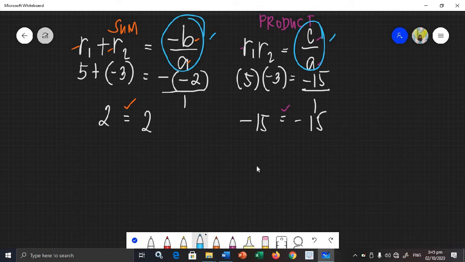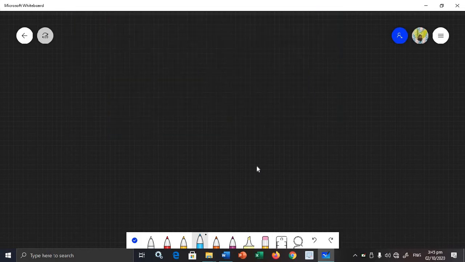Okay? So, madami akong binigay na equations dyan sa module ninyo. And let's solve for the sum and product of those equations. So, let's say, this is example number 1.